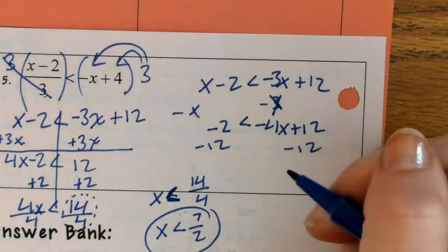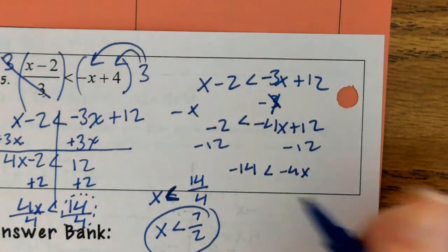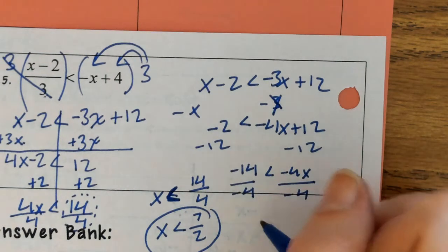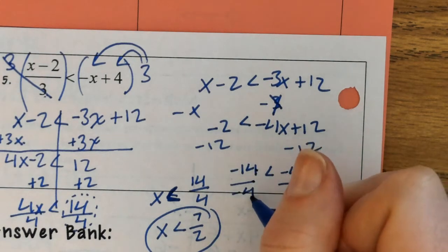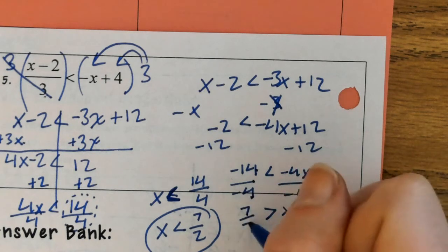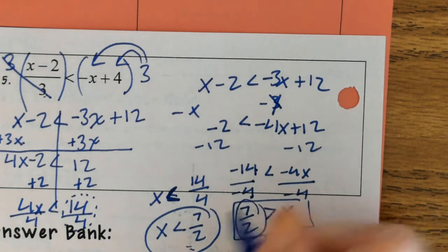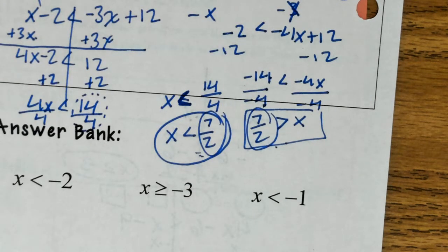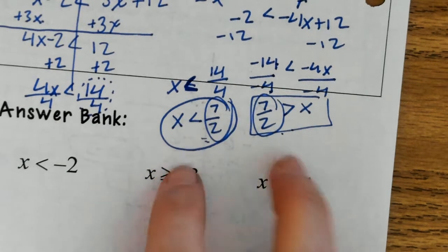Subtract 12 from both sides. Negative 14 is less than negative 4x. And then when you divide both sides by negative 4, you flip the sign. Negative 14 divided by negative 4 simplifies to 7 over 2. So same answer, the inequality sign is still eating the bigger number. But this one just has a number first and then x. But it's the same answer. Both of these would be accepted on the test.